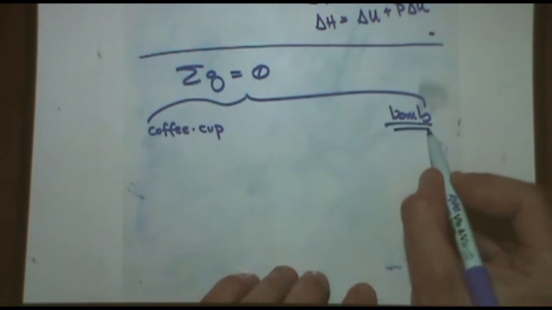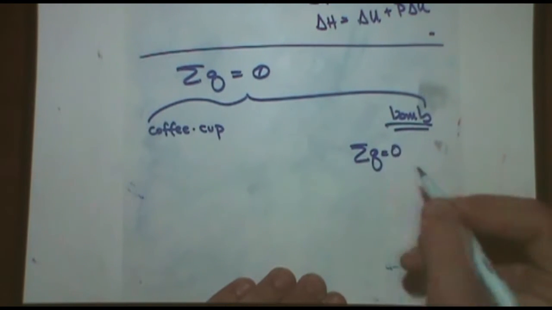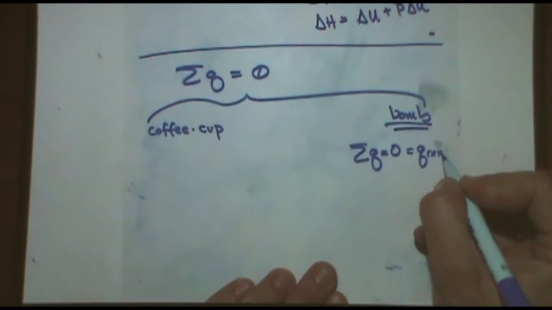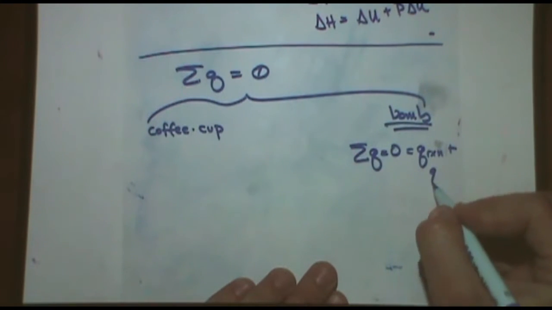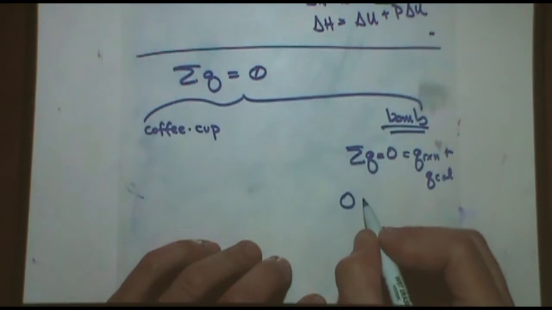That's a little bit more similar. When you set up for a bomb calorimeter, it almost always sets up the same every time. There'll be a Q reaction plus, I have to fit this down here, a Q calorimeter. So the bomb calorimeter problem always includes the calorimeter. So you have to include that term. So it'll end up like this.